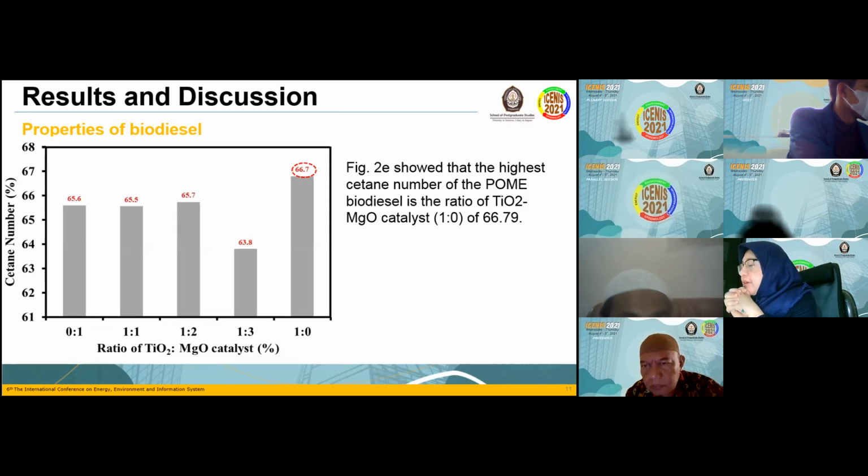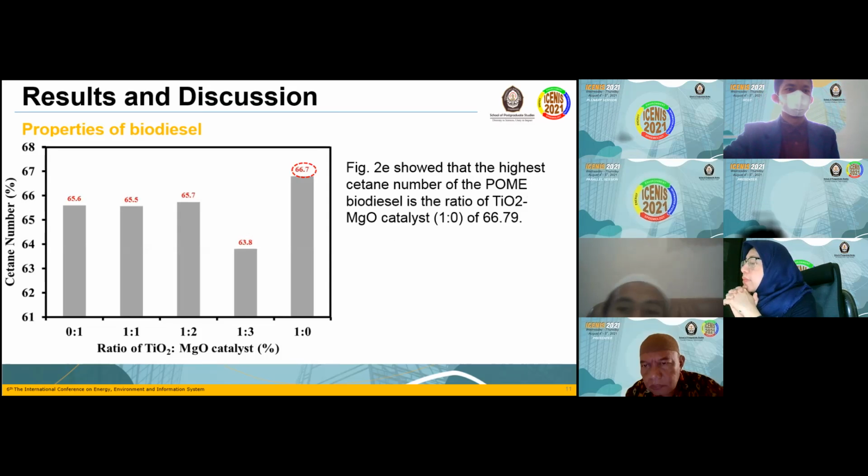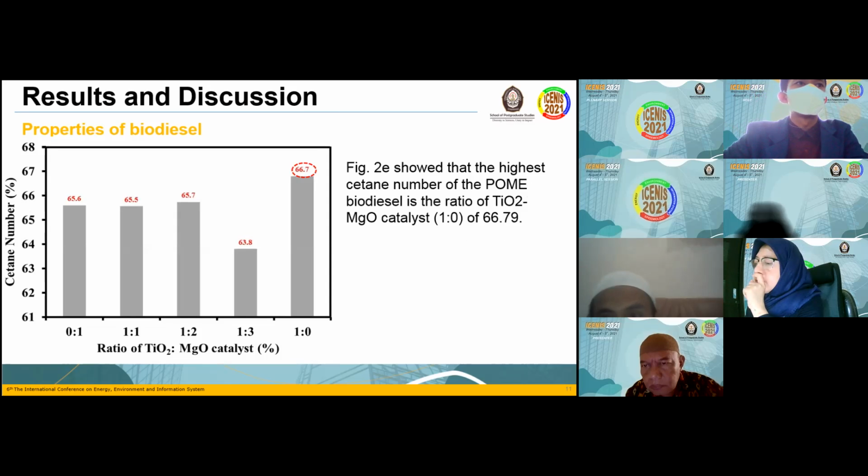And the cetane number, so the highest cetane number of the formed biodiesel is with the ratio of titanium dioxide doped magnesium oxide catalyst 1:0, at 60.79.